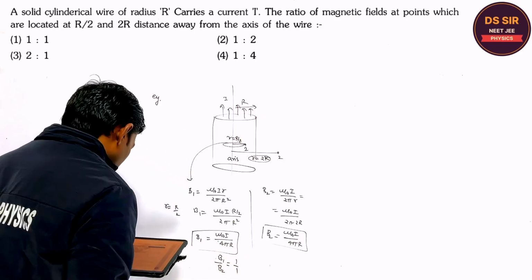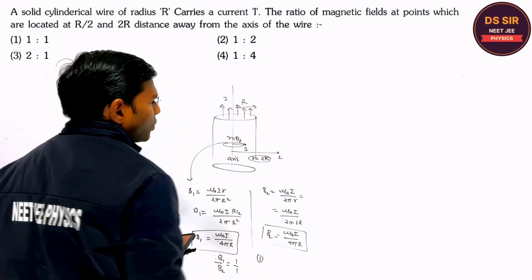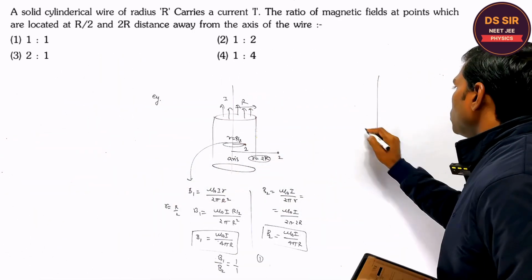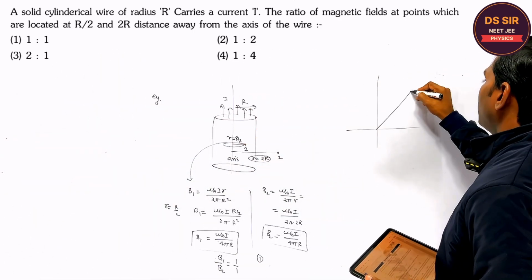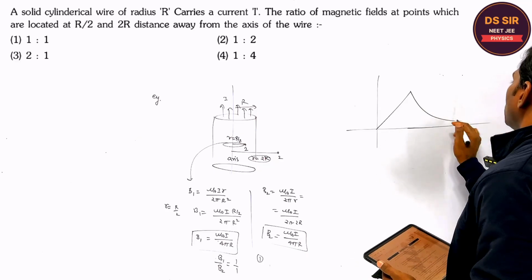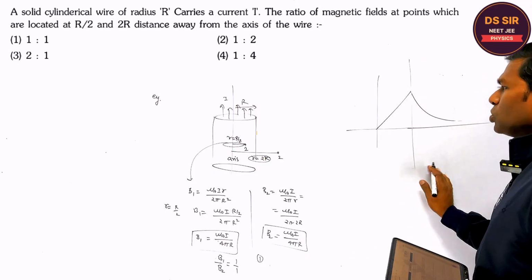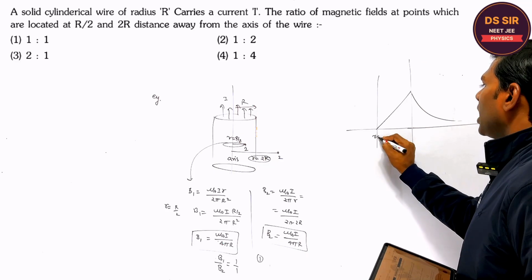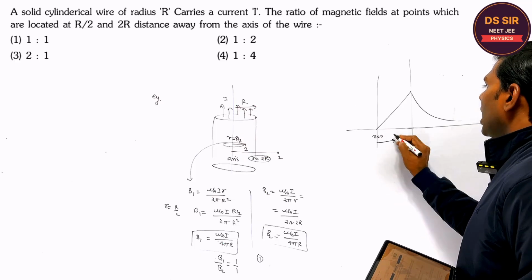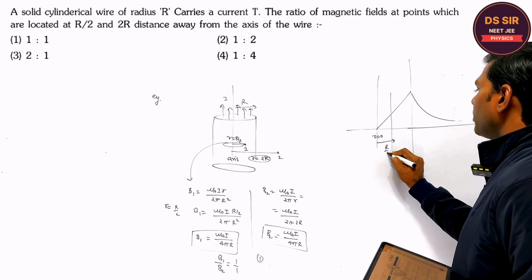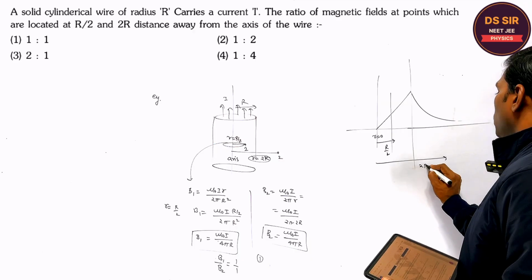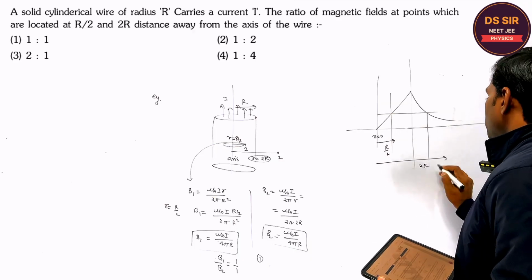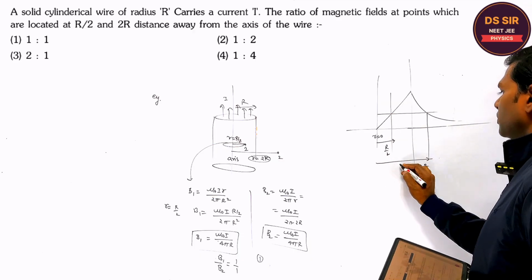So the first option is the correct option. Look, if you consider the graph is like this. Is it clear or not, you tell? So from the axis, r is equal to r by 2. This is r by 2, and this distance is 2r. This distance is 2r.